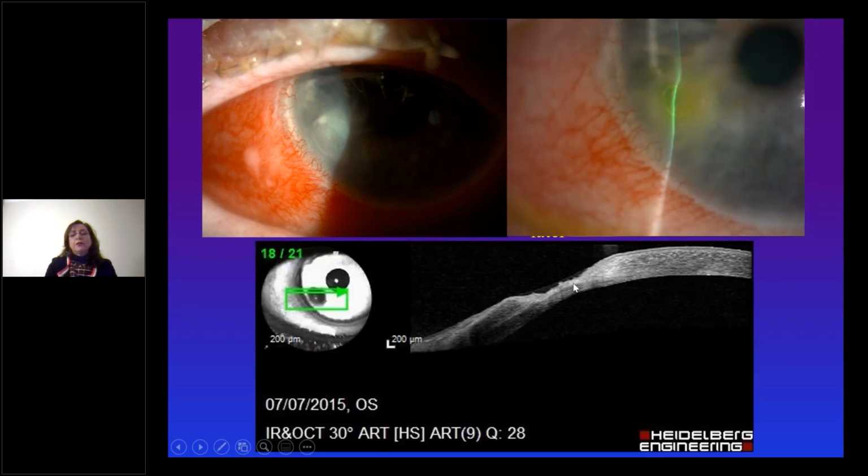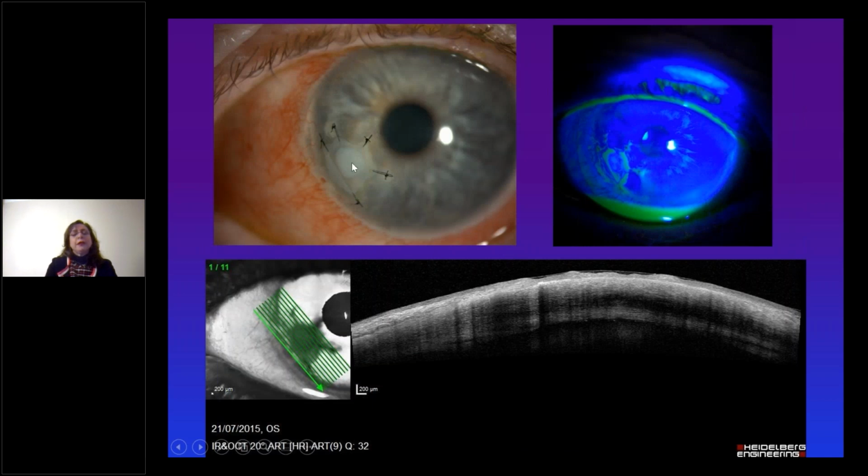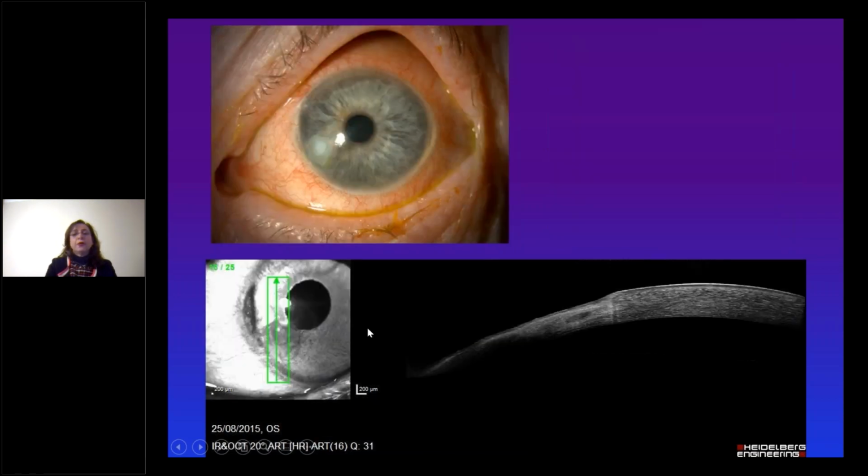And then you can see here with the OCT the area of the ulcer. And we put a multi-layer amniotic membrane, and we suture the last layer, as you can see here. And you can see the ulcer is healed. There is no staining with fluorescein. And you can see the epithelium has healed on top of the amniotic membrane, the multi-layer stacks of amniotic membrane.